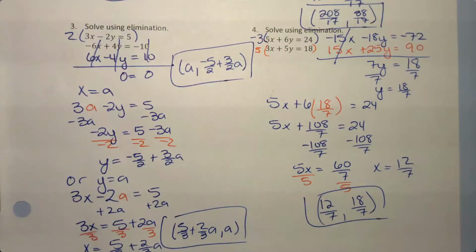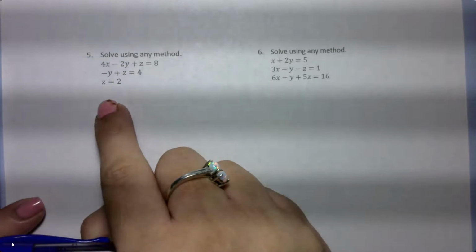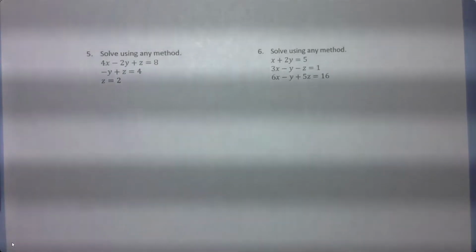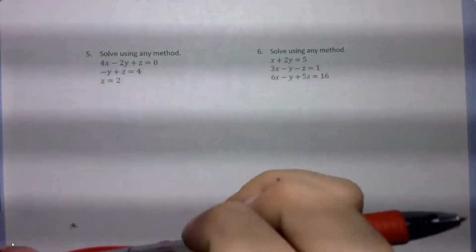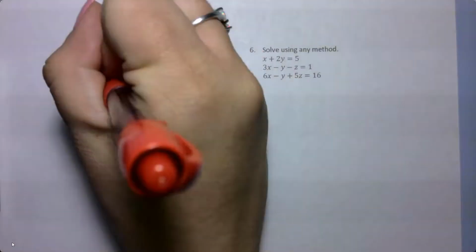Okay, so then I'm going to move on to the back. These want me to solve using any method, and they are 3 variable equations. On this first one, I have that my z equals 2. So what I want to do is plug this into the 2 variable equation that has z already. This will make things so much easier for me when I go to solve. So I am going to plug in 2 right here.